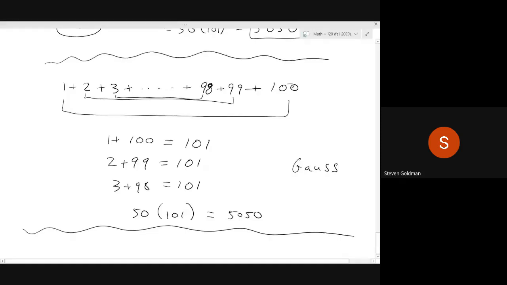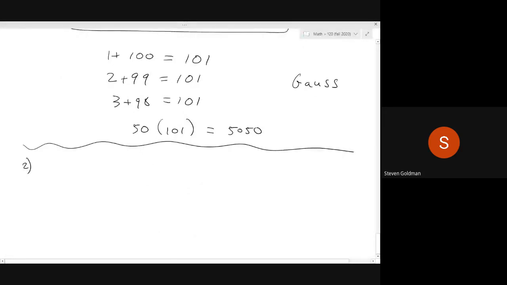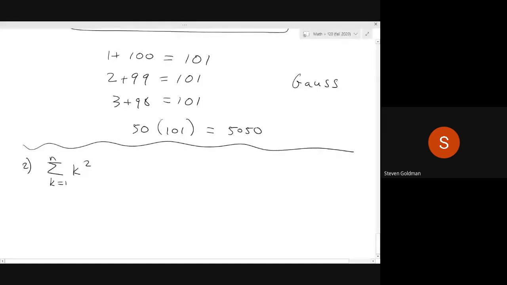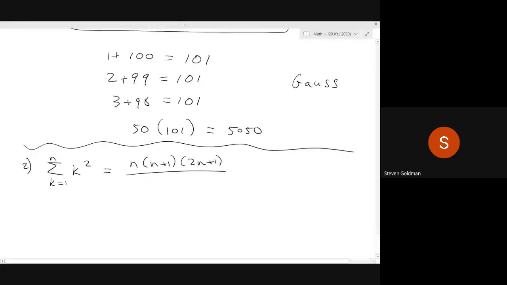All right, so that was the first formula. Let me now move on to the second formula. The second formula is the sum from k equals 1 to n of k squared. So the sum of the perfect squares, right? 1 squared plus 2 squared plus 3 squared and so on up to n squared. The formula for this is n times n plus 1 times 2n plus 1 divided by 6.